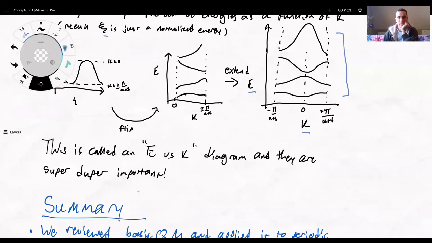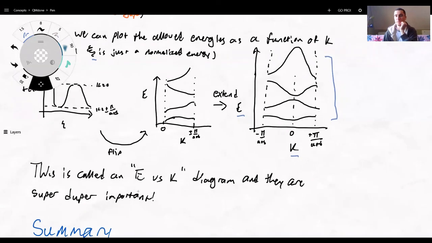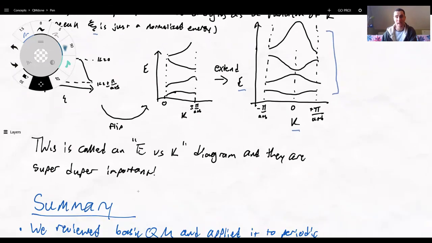They are super important. There's something we're going to come across quite a bit in this class, but at this point, you've done all the math to derive that energy bands exist and that band gaps exist.